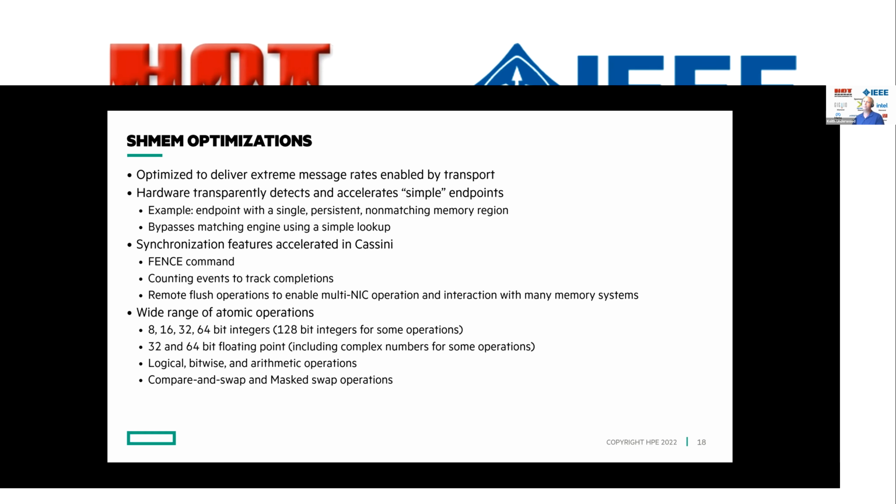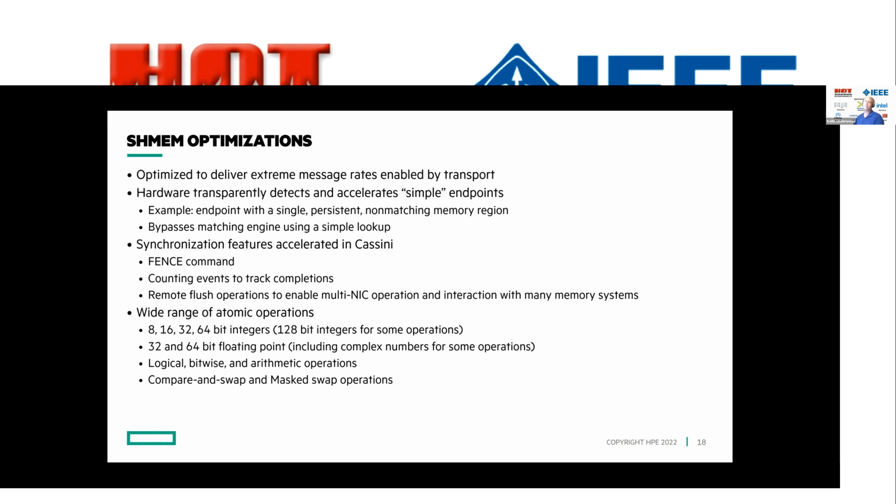We accelerate the synchronization for PGAS as well, in Cassini. So we actually have a fence command that will block further operations for a given transmit queue until older operations have completed. We have counting events, which are a very lightweight way to track completions. We have remote flush operations, and this helps us with our multi-NIC operation because we have multiple NICs per node in a lot of those pictures. It also helps with the interaction with a lot of the different memory systems. So if you look at GPU memory systems and how NICs interact with them, there are some ordering challenges there that are solved with remote flush operations.